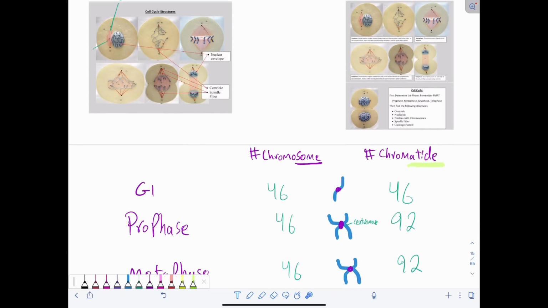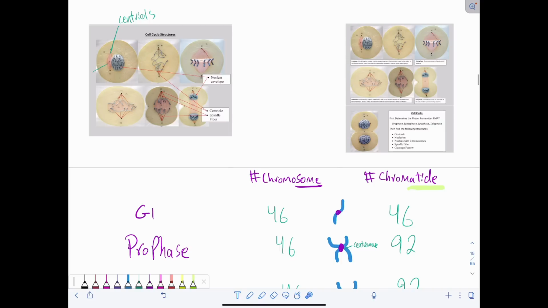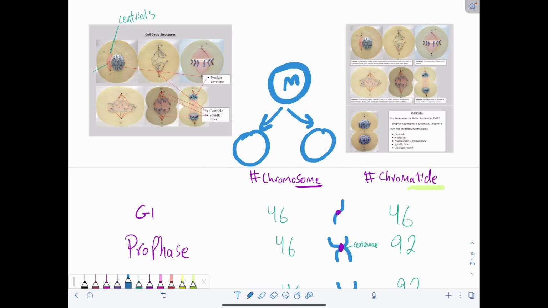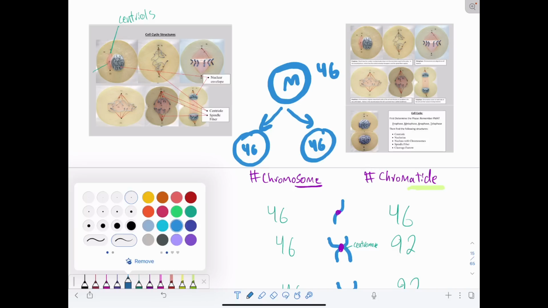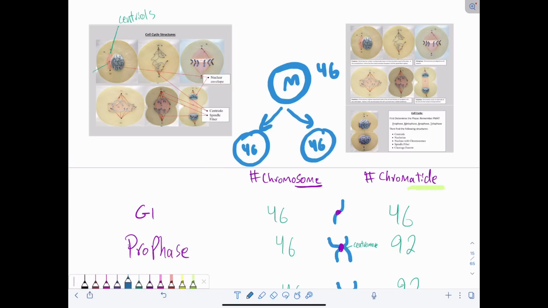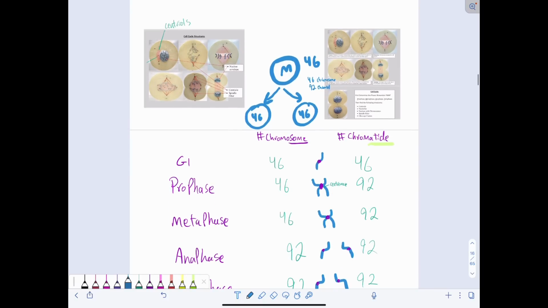Throughout the cell cycle, even though I mentioned that the mother cell becomes two daughter cells, and each one has 46 chromosomes, the mother cell has 46 chromosomes before she replicates her DNA, and even after replication, she still has 46 chromosomes, but she has 92 chromatids. This is a chromatid and this is a chromosome. So try to picture it.